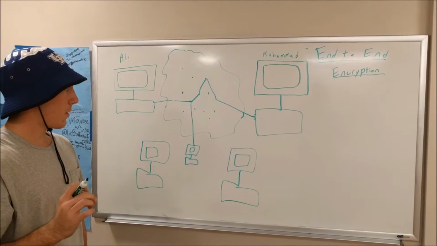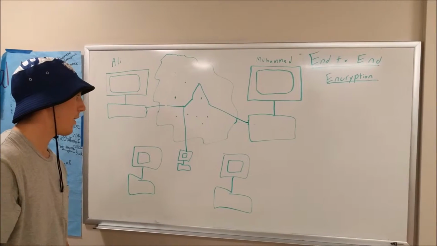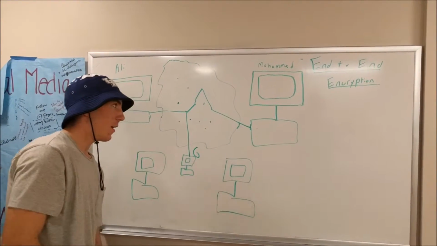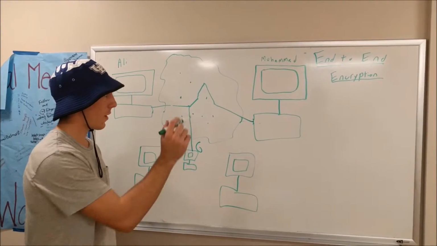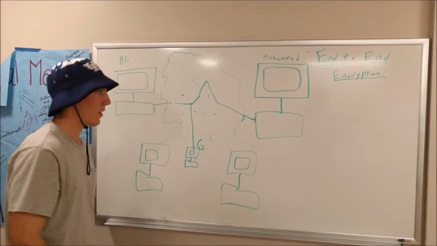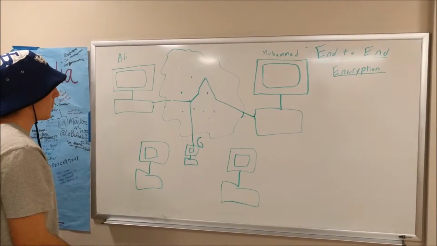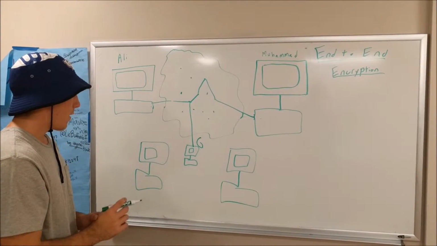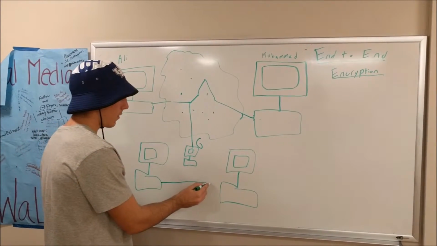Although we have this thing called end-to-end encryption, and so this guy right here, we're going to call him G, can't even read the message, because at Muhammad's end we're going to encrypt the message. It's sent through the internet encrypted until it hits Ali, and then Ali is going to decrypt it.